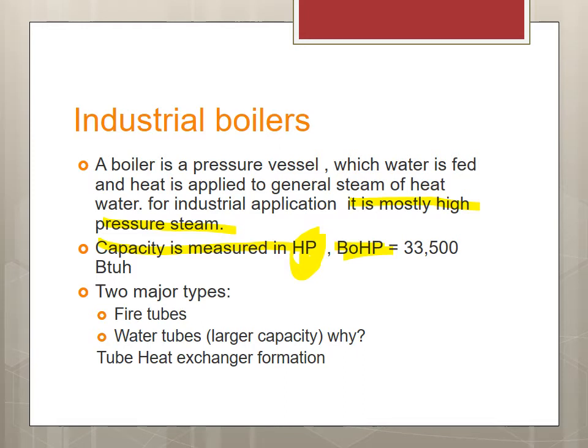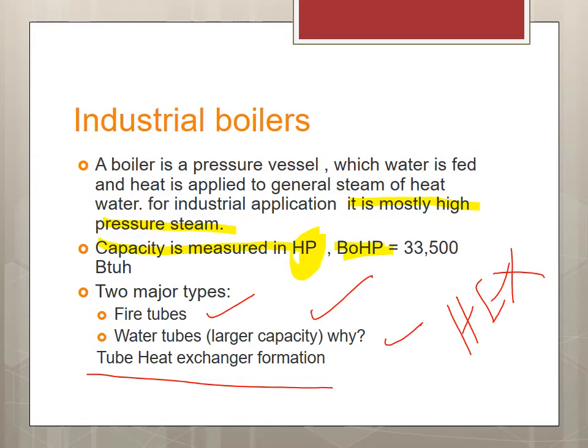There are two major types. If you took power plant, or probably you will have to take power plant at some point, you know that there are two types: fire tube and water tube. And now we are talking about the heat exchanger, and how is it designed? Do we run the flue gas through the tubes, or do we run the water through the tubes? There are different configurations based on the design of the boiler. Water tubes have larger capacity.